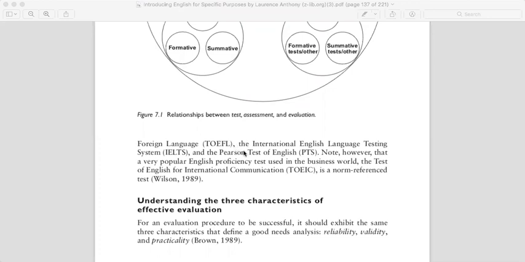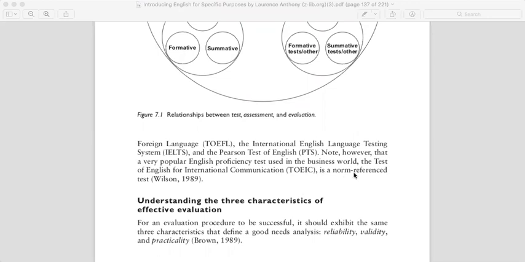Okay. The International English Language Testing System, this is IELTS. This is for the UK and the other English speaking countries other than America. Okay, it is valid for Canada, it is valid for Australia, it is valid for, of course, the UK, right? Then there is Pearson Test of English. This is less popular in our country, and this is for the business people. Okay, and then there is Test of English for International Communication, TOEIC, right? Now this is perhaps the only test that is non-referenced.